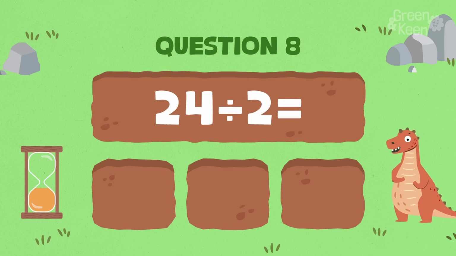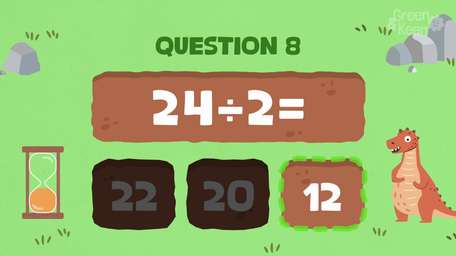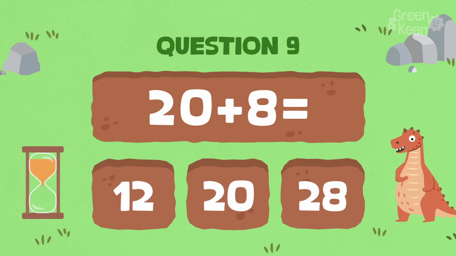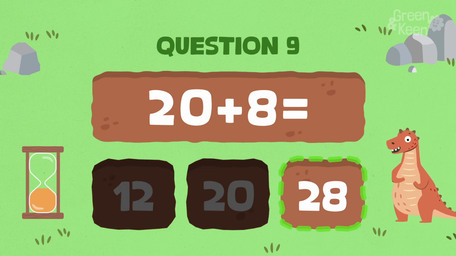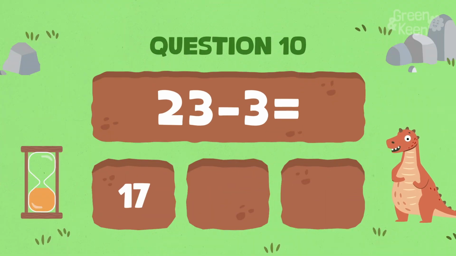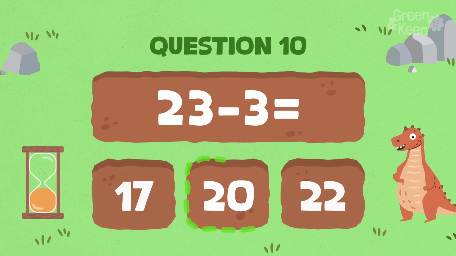Question number 8. 24 divided by 2 equals... The answer is 12. Question number 9. 20 plus 8 equals... The answer is 28. Question number 10. 23 minus 3 equals... The answer is 20.